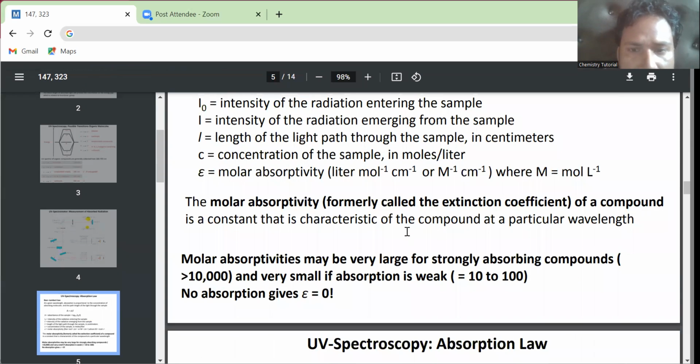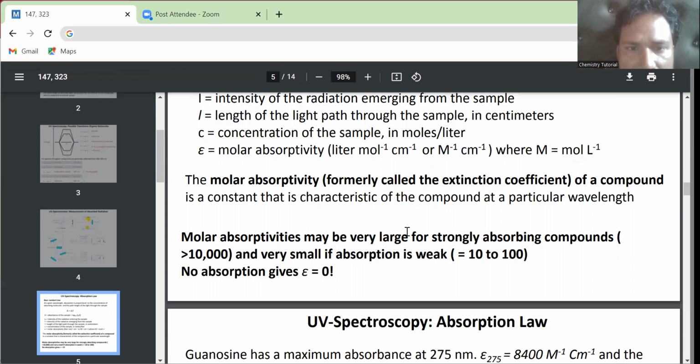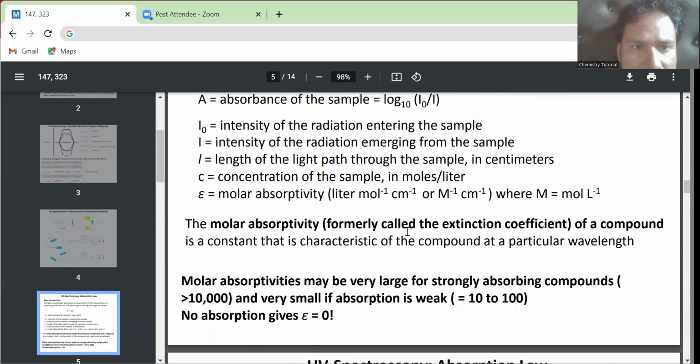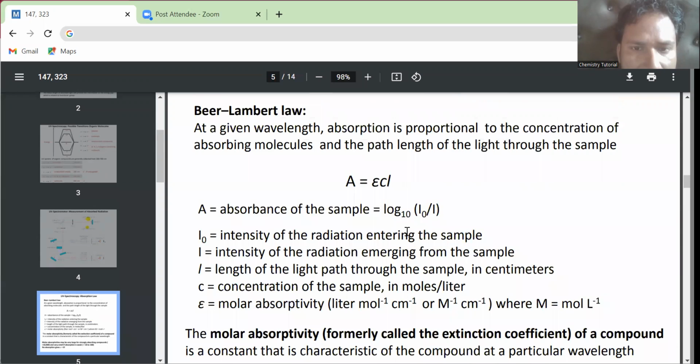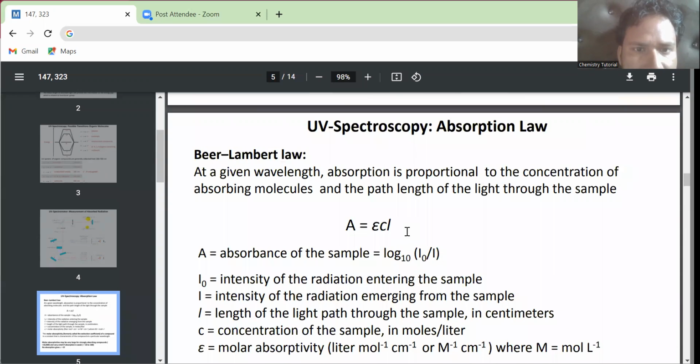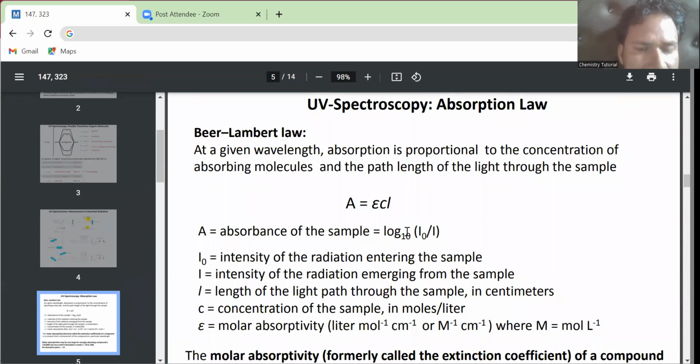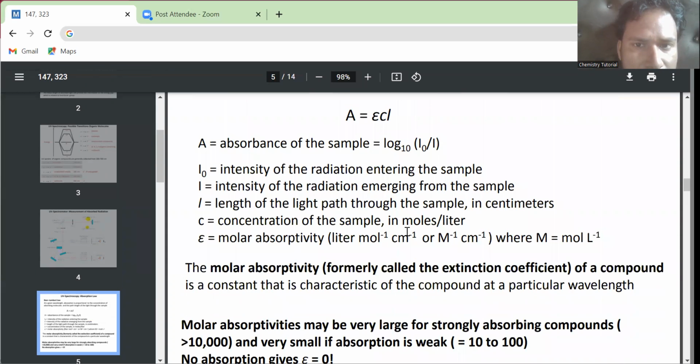The molar absorptivity of a compound is the constant that is characteristic of the compound at a particular wavelength. So, molar absorptivity, you can see the definition. It is some basic representation of the Beer-Lambert symbols, and the formula is A equals sigma C L. So you should know what A, sigma, C, and L are.